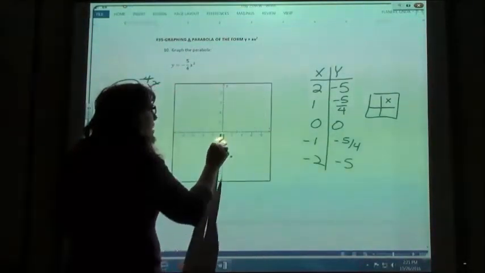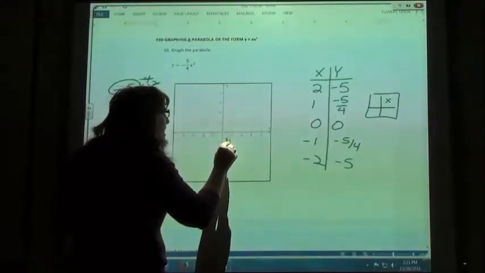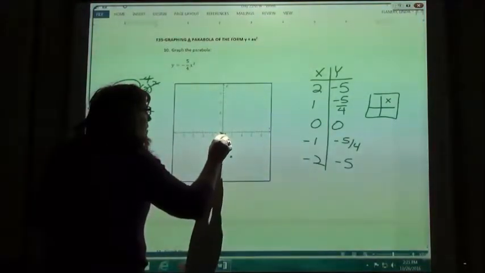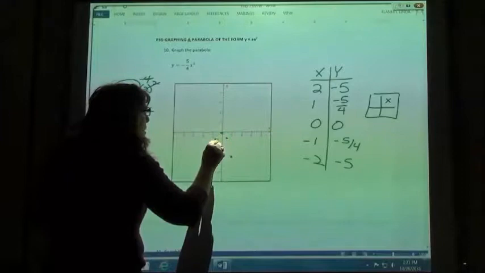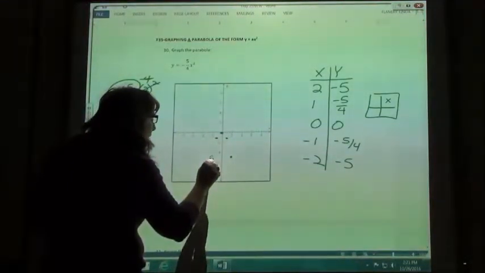The next one I'm just going to estimate. So I'm going to go to 1 and negative 5/4, which is just a little bit below the negative 1. 0, 0 right in the middle. Negative 1 is at negative 5/4, and negative 2 is at negative 5.